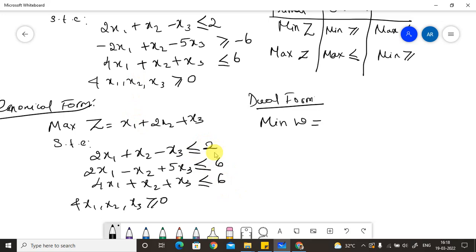So min w equals 2w1 plus 6w2 plus 6w3. That is, these RHS values: 2w1 plus 6w2 plus 6w3, which are subjected to constraints.